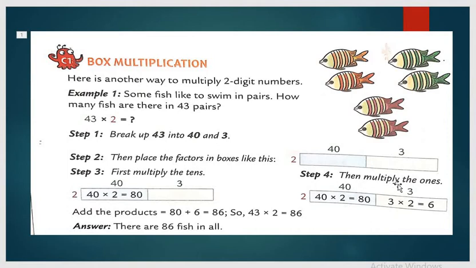Now we do step number 2. We multiply the ones. 3 2s are how many? 3 1s are 3, 3 2s are 6. So we can write it like that. Understood?